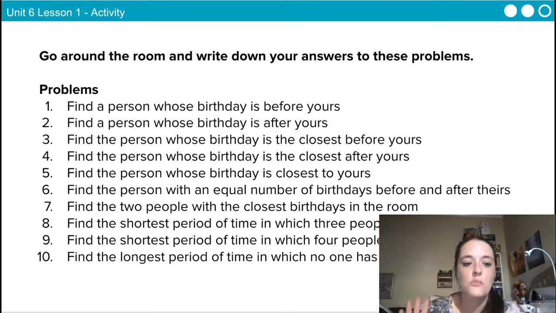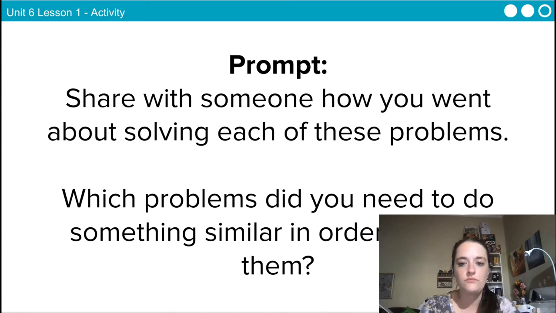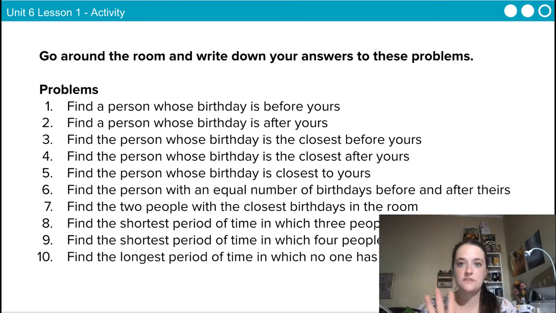Pause the video until you get that done. You can either write it on a piece of paper and submit a picture of that, or you can complete it on the activity guide, which might actually be easier. So pause the video so you can finish that.